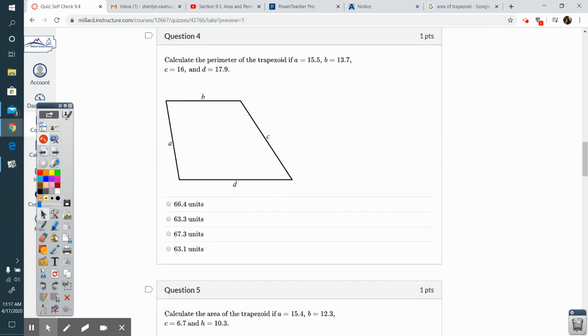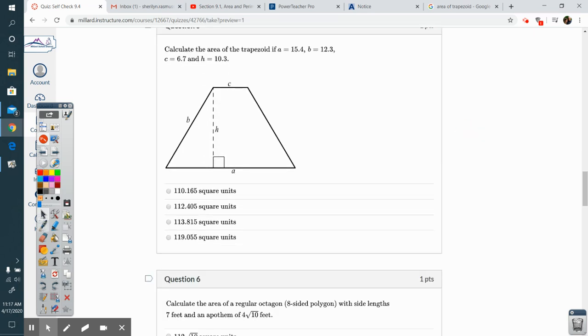Okay, calculate the perimeter. It gives you A, B, C, and D. So you just add all these numbers together because perimeter is the outside, the length of each one. So it's like walking around it all.